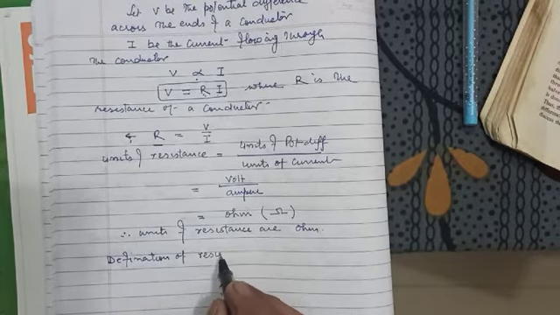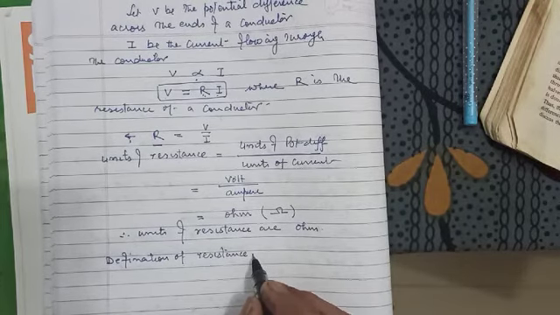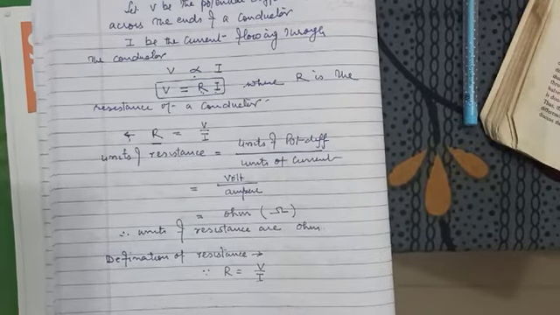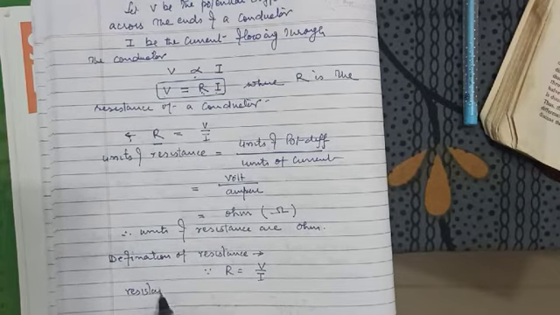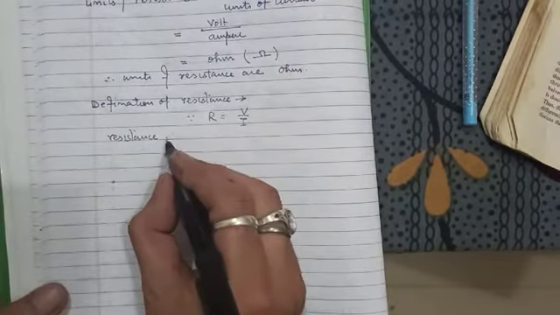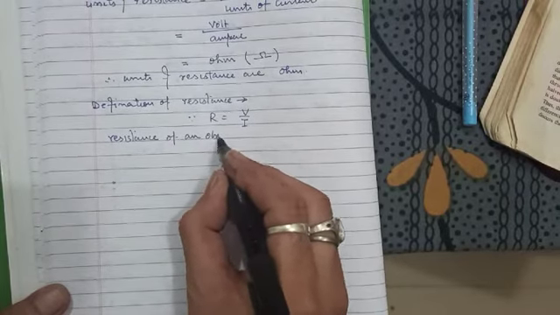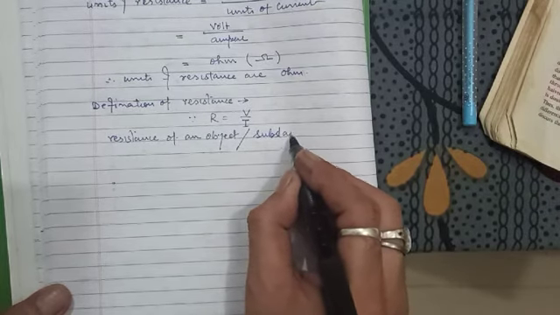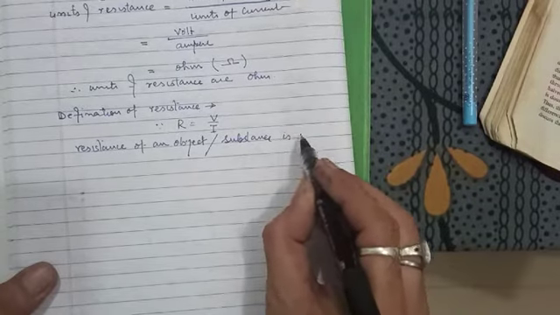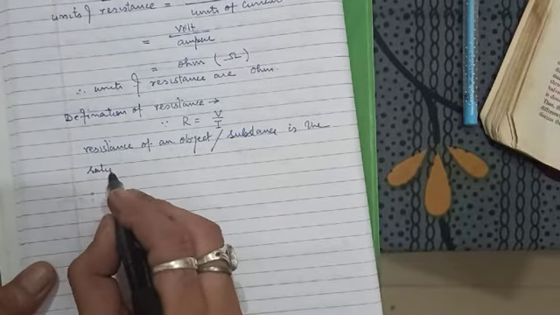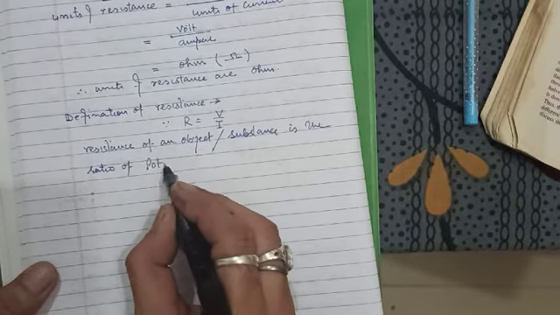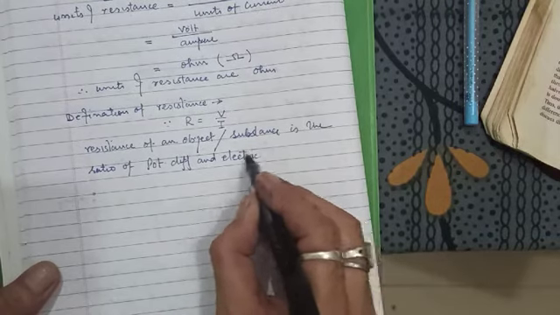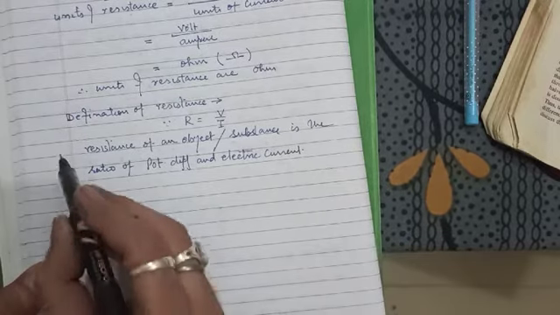Definition of resistance. Since R equals V upon I, we can say the resistance of an object or substance is the ratio of potential difference and electric current. ये तो एक डेफिनेशन है.